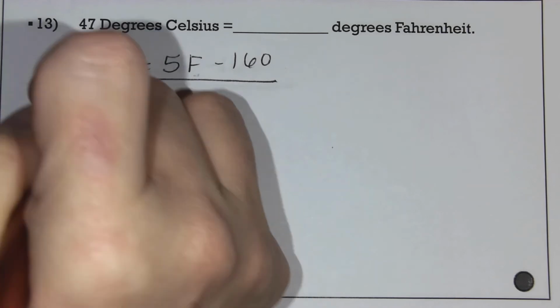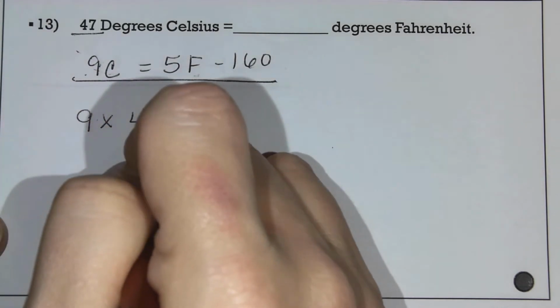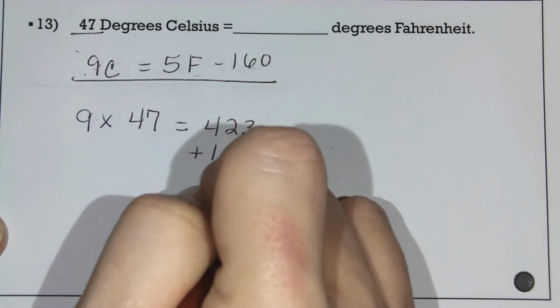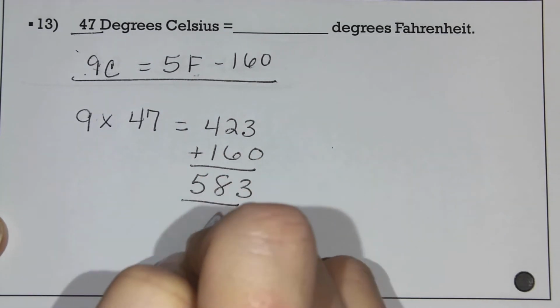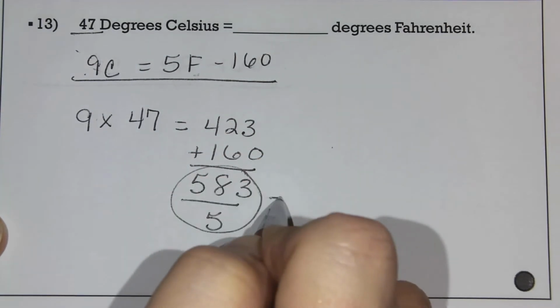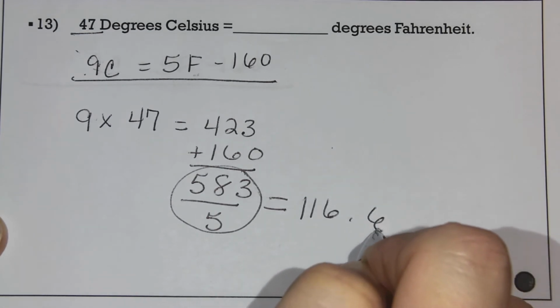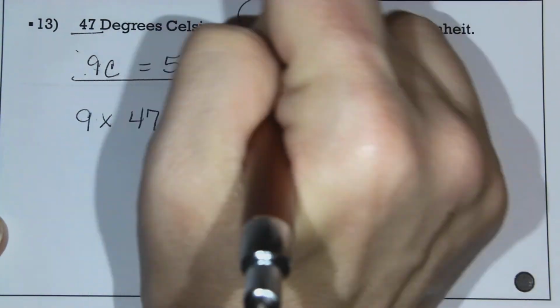Here you have 47 degrees, so it'll be 9 times 47. Okay, that's going to be 423. You're going to add 160 to that. You have 583, and then you're going to divide it by 5. And it comes up to be 116.6. Okay, and that's going to be rounded to 117, because you'd round that up.